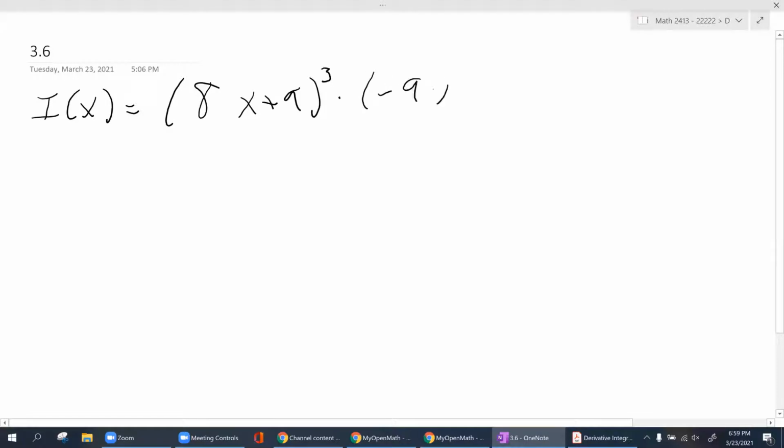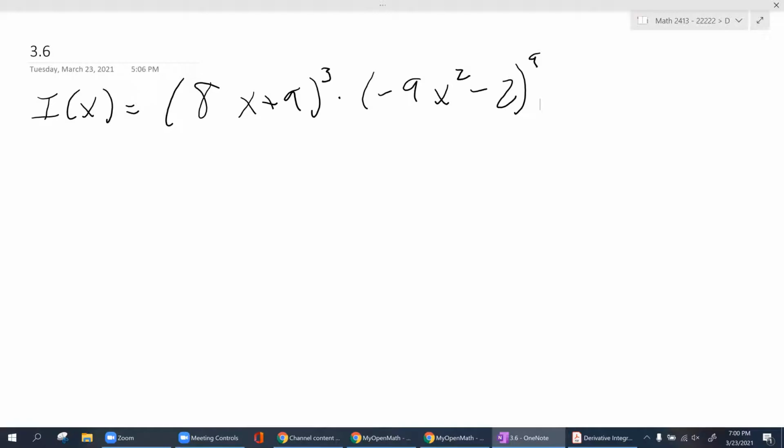All right. Let's say we need this function, and I say, hey, this is 8x plus 9 to the third times negative 9x squared minus 2 to the 9th. I need you to go ahead and take the derivative of this. Whoa, what's going on? One observation you may have made already is that there are two things multiplying.